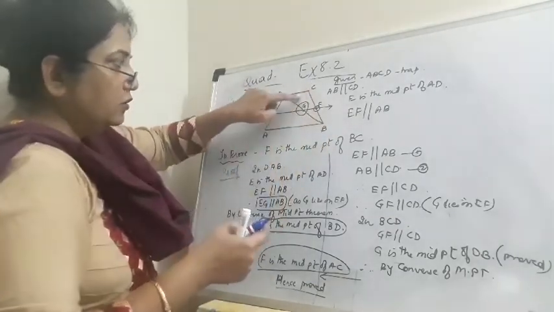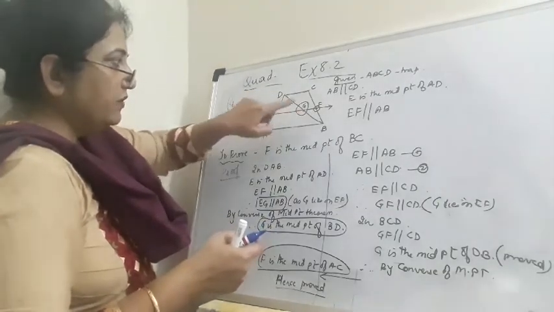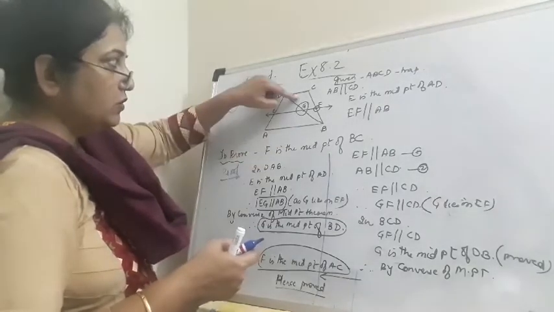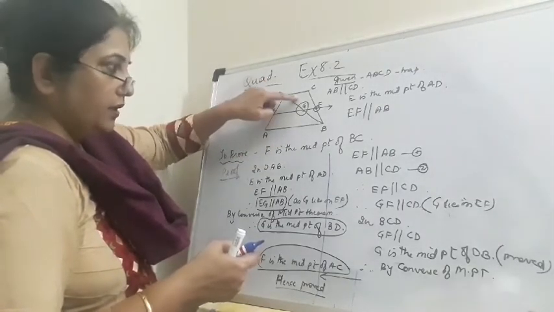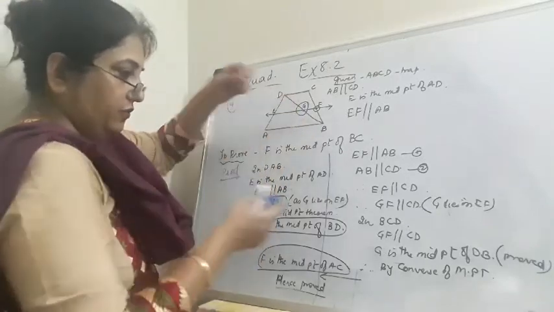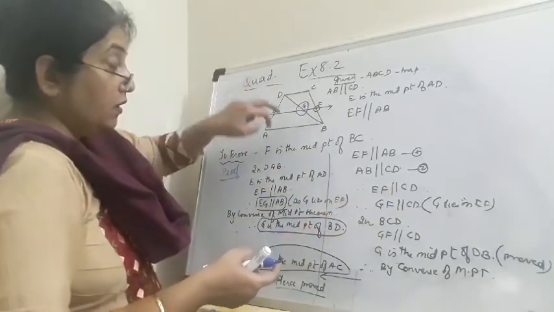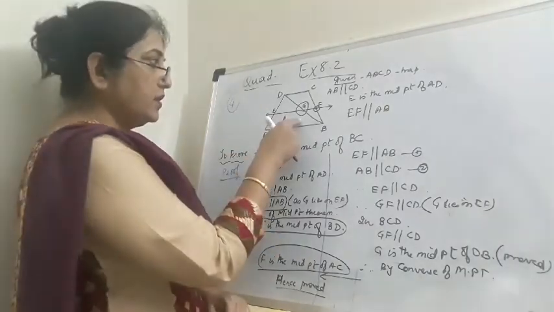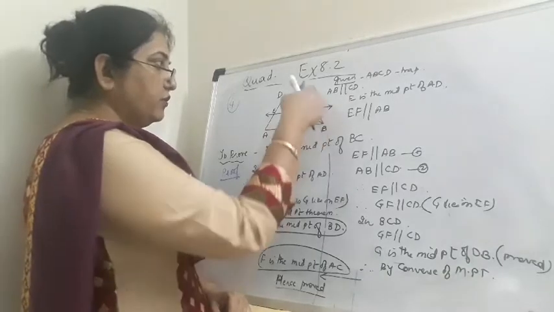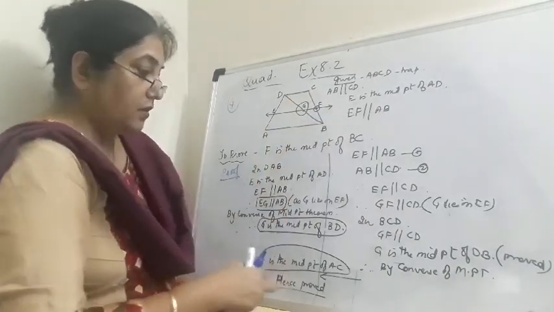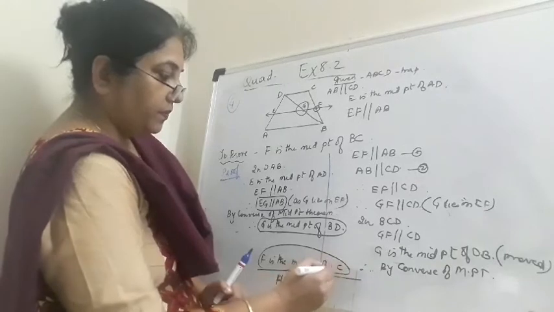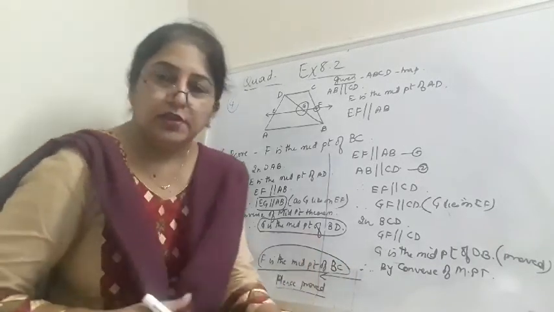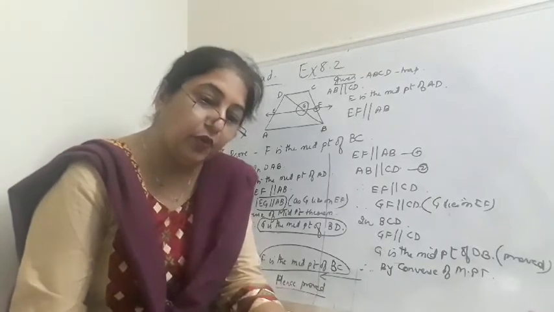How is GF parallel to CD? Because EF is parallel to AB, and AB is parallel to CD, therefore GF is parallel to CD, as G is lying on EF. Now, according to the converse of the midpoint theorem, children, if G is a midpoint, F will also be the midpoint of BC, not AC, BC. Now that completes the proof.